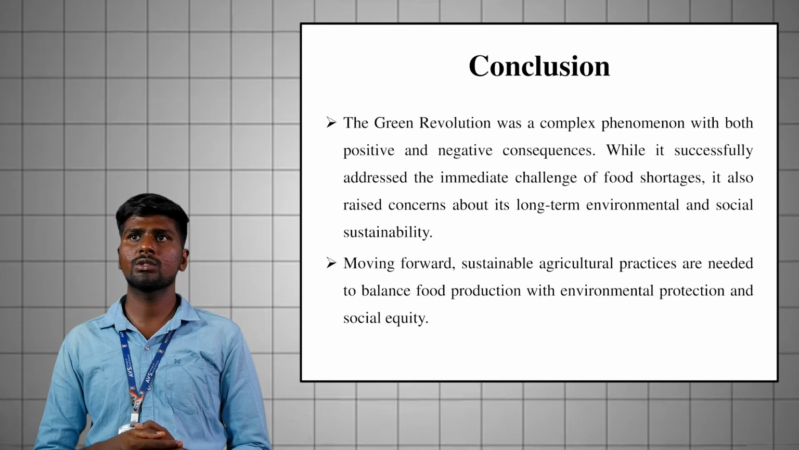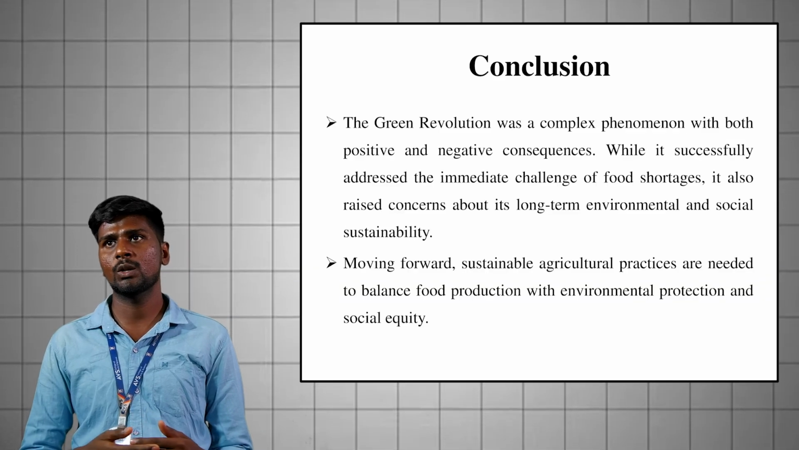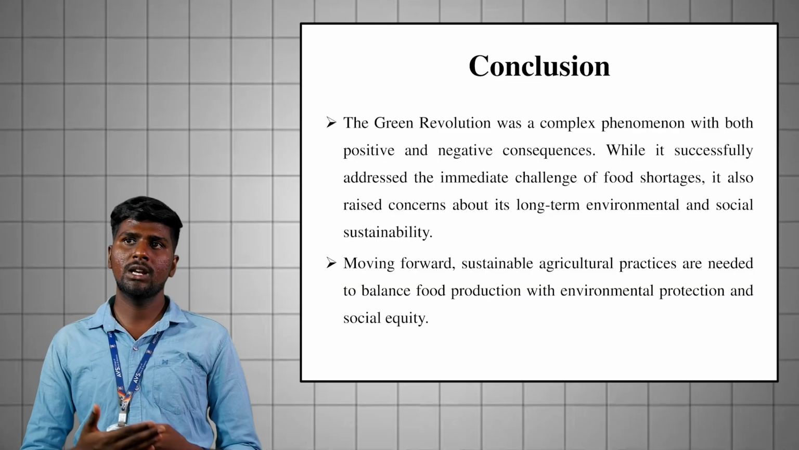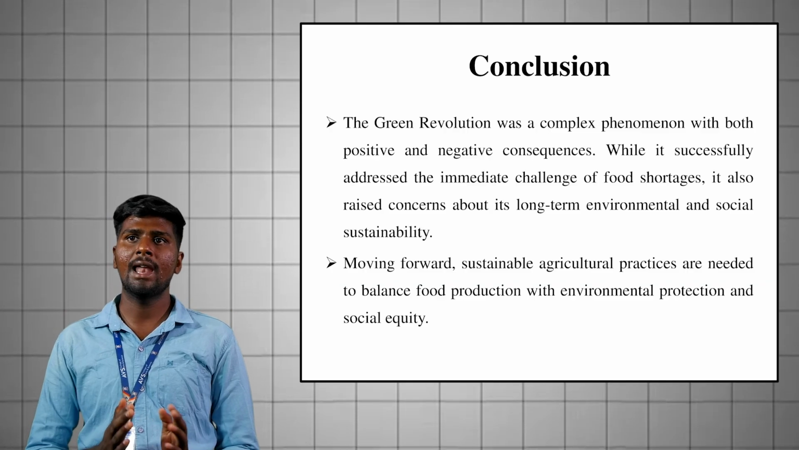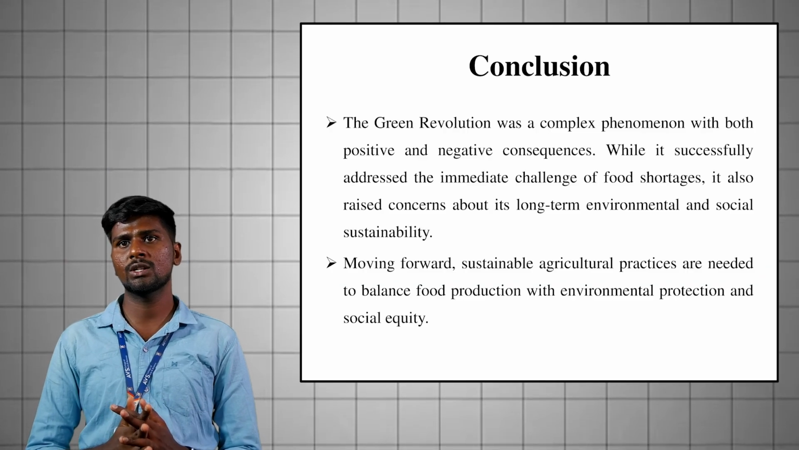Next, the conclusion. The green revolution was a complex phenomenon with both positive and negative consequences. Moving forward, sustainable agricultural practices are needed to balance food production with environmental protection and social equality.